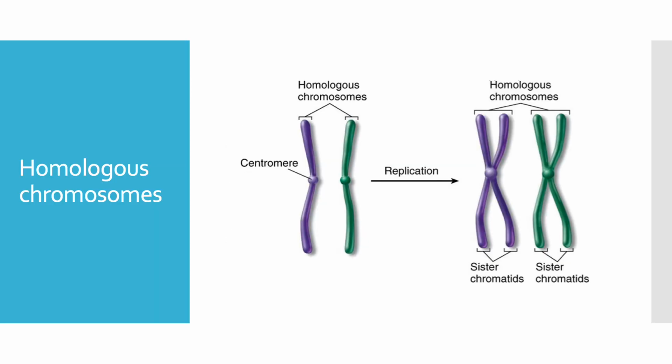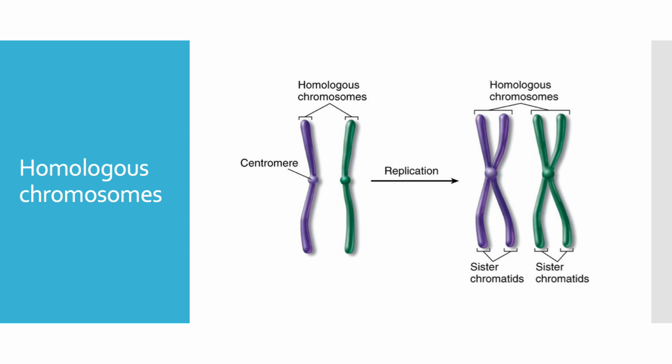Taking a look at chromosomes, we have homologous chromosomes. Notice in this first picture you've got one purple and one green. They're homologous, meaning they're the same size. They're going to carry the same genetic information. And then after DNA is replicated, we have homologous chromosomes, but now you get the traditional X shape. So now we have that purple X and the green X, each one representing a chromosome. And then the pieces of the X are known as sister chromatids.